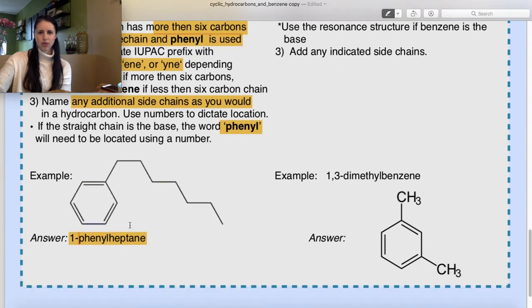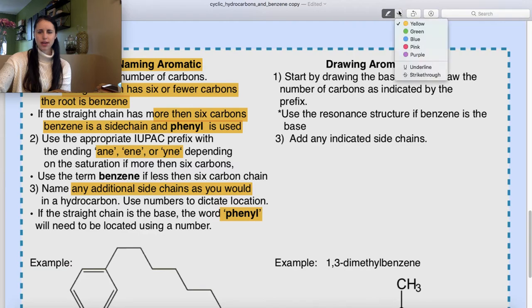Let's look at drawing really quickly. So for drawing aromatics, we'll go back to yellow. For drawing aromatics, same idea, you always start with that base chain. I'm then going to draw my number of carbons as indicated by my prefix.